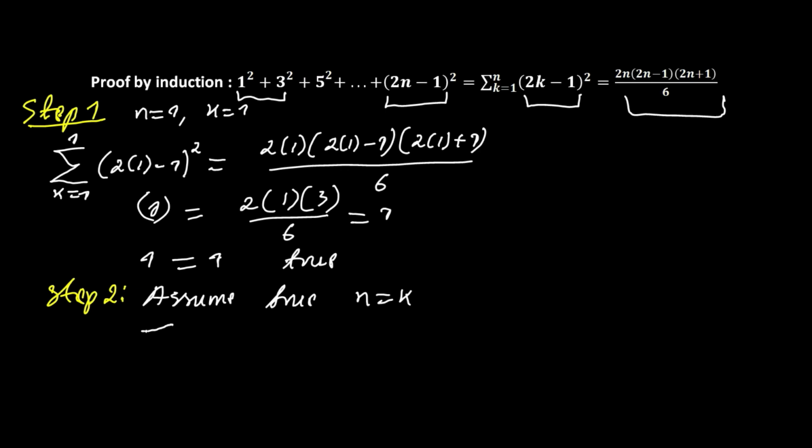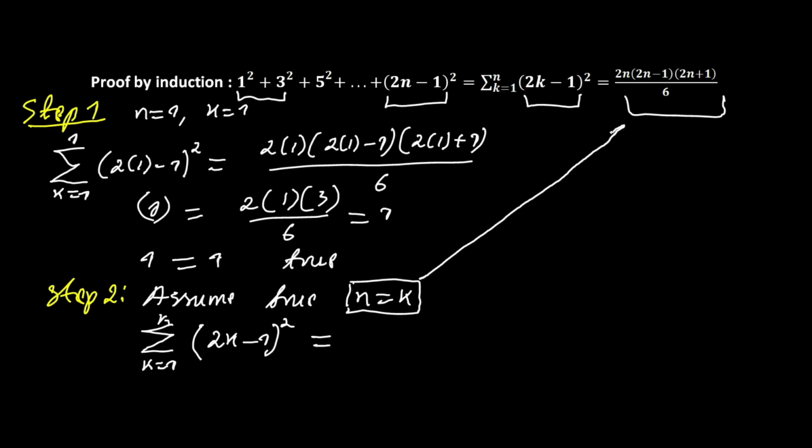So meaning that we have the sum from k equal to 1 to k of (2k minus 1) all squared. Now this will be equal to, since our n is equal to k, we're simply going to replace anywhere we see n with k in this expression above here. So to do that, we're going to have 2k into (2k minus 1) into (2k plus 1). Now this will be divided by 6. Now that's what we have for step 2.